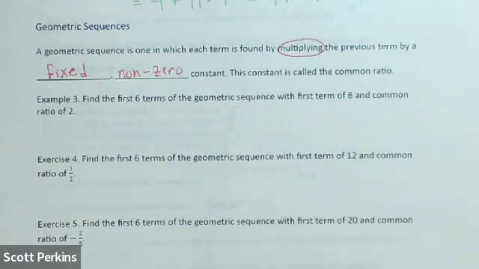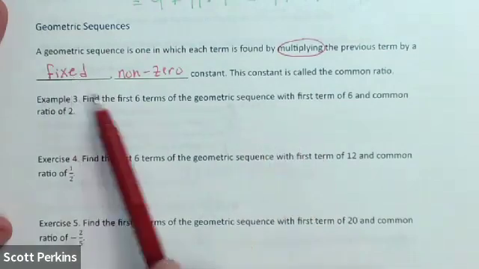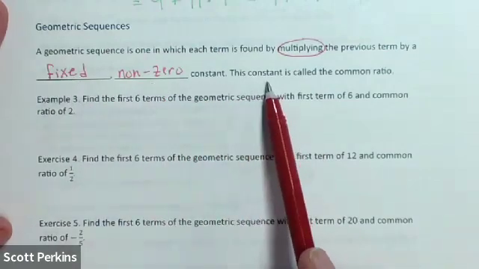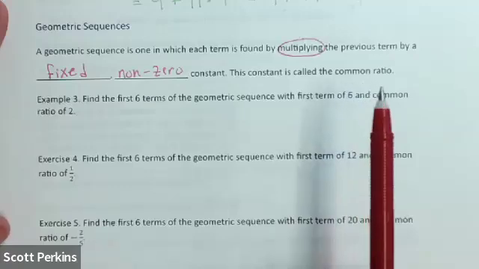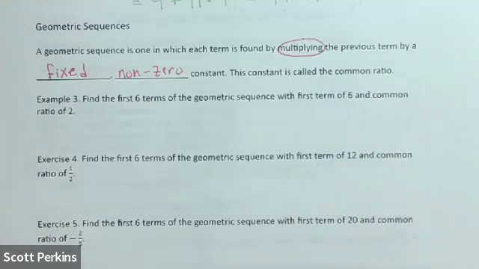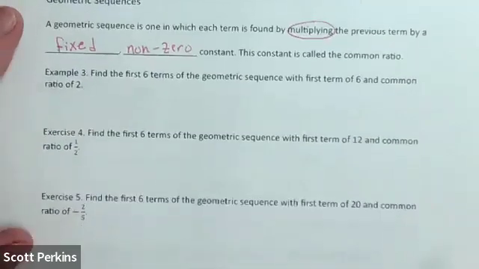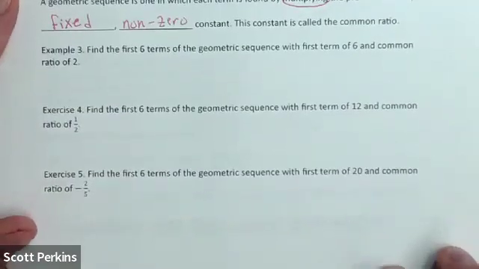So fixed means that the number that you're multiplying is not going to change. And then non-zero means it's any number but 0, because as we know, if we were multiplying by 0, every term would just be 0, and that's not a very fun sequence at all. So we're going to multiply by a fixed non-zero constant. This constant is called the common ratio. When we're multiplying instead of adding, it's called the common ratio instead of the common difference, but it functions the same. So example 3, my example of a geometric sequence, going to go like this.